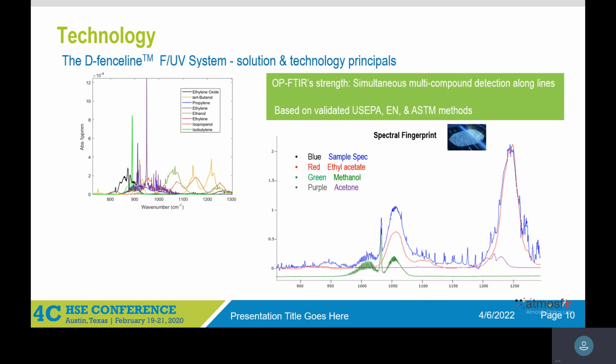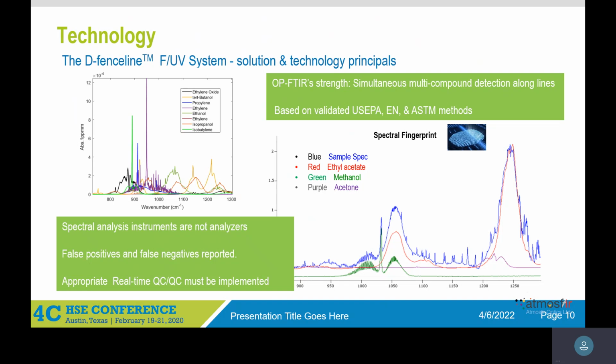That is the difference between a point monitor and an open path monitor. The first thing I want to say is that it's based on validated methods. We have the EPA, the EN, the ASTM. As I told you, we've got ISO 17025 accreditation, meaning our technology, our software and our results were validated, and they should be acceptable all over the world.